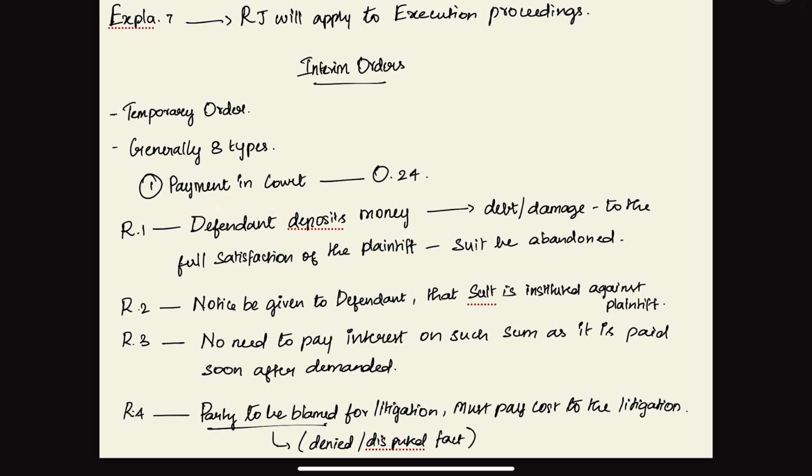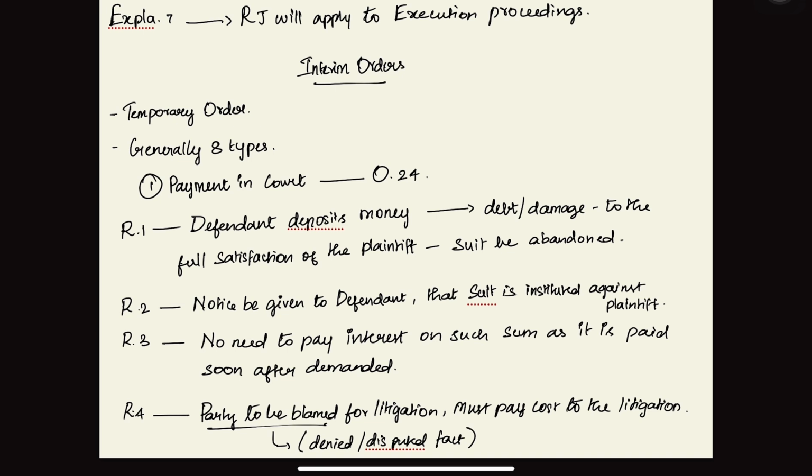So the first interim order is payment into court. It is given under Order 24, and under this order, payment in court is a type of interim order that is given. The situation is where the plaintiff has filed a suit directly in court without even providing any notice to the defendant that he has to pay the money that he has lent.